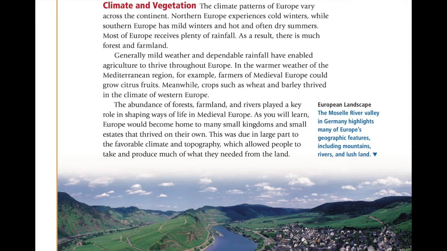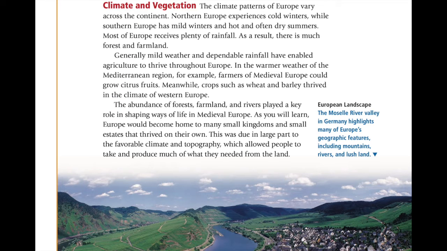Climate and vegetation. The climate patterns of Europe vary across the continent. Northern Europe experiences cold winters, while southern Europe has mild winters and hot and often dry summers. Most of Europe receives plenty of rainfall. As a result, there is much forest and farmland. Generally, mild weather and dependable rainfall have enabled agriculture to thrive throughout Europe.